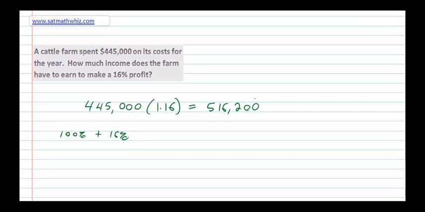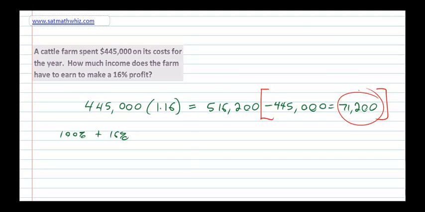A cattle farm spent $445,000 on its cost for the year. How much income does the farm have to earn to make a 16% profit? If we have $445,000 and we need an increase, a profit of 16%, we've got to multiply by 1.16 because we'll get our 100% back plus 16% more. When you multiply those together, you get 516,200. 516,200 minus 445,000 gives you 71,200. So the amount that they're making above and beyond the 445,000 they started with is 71,200.